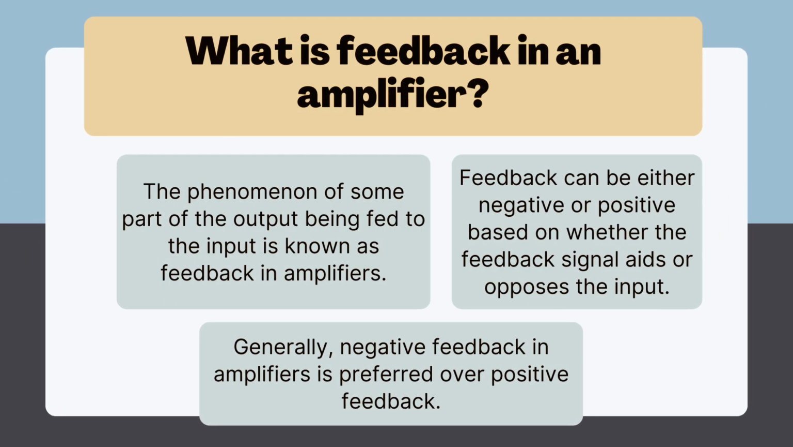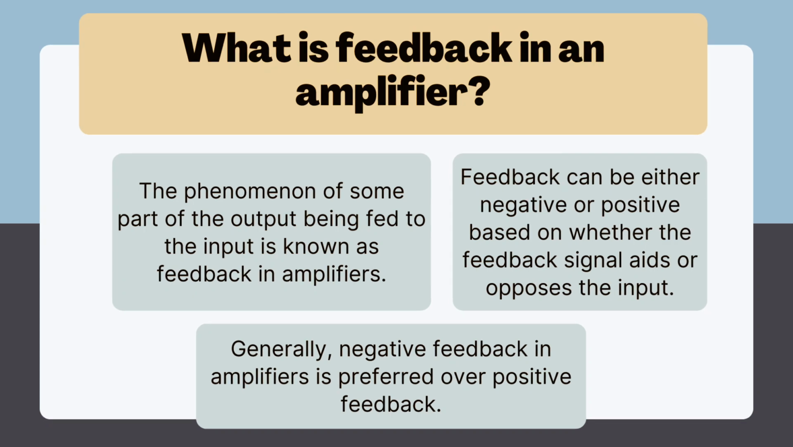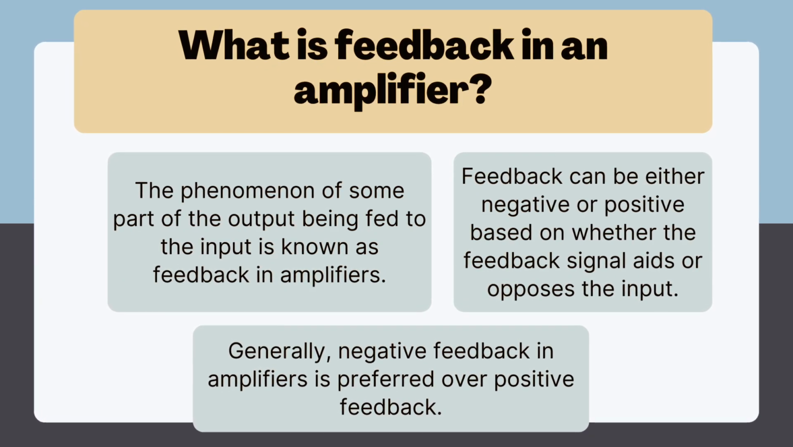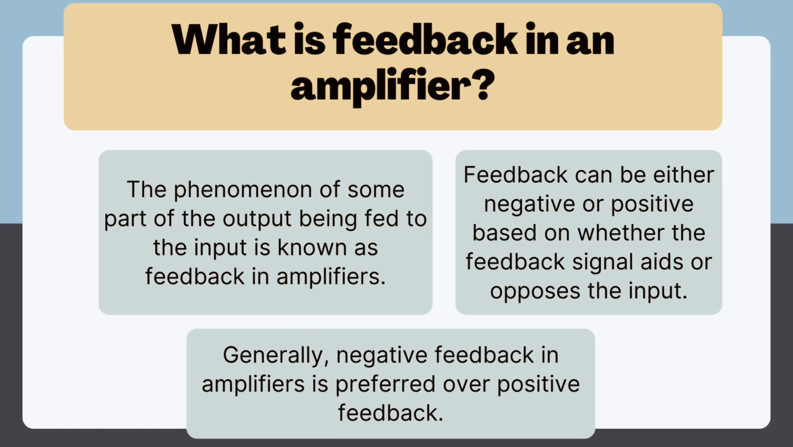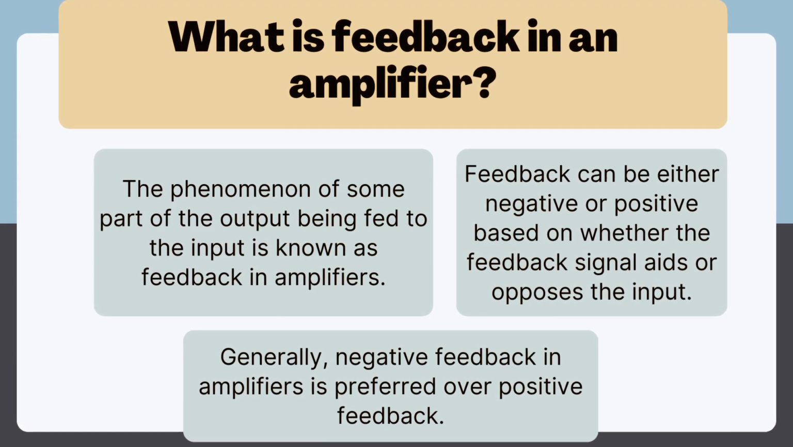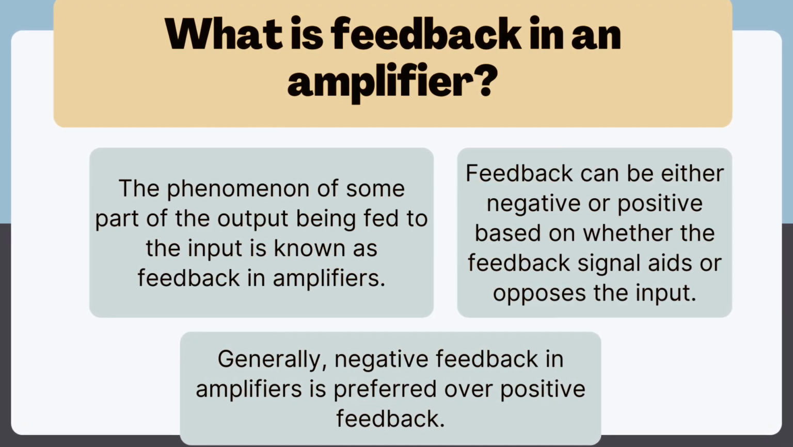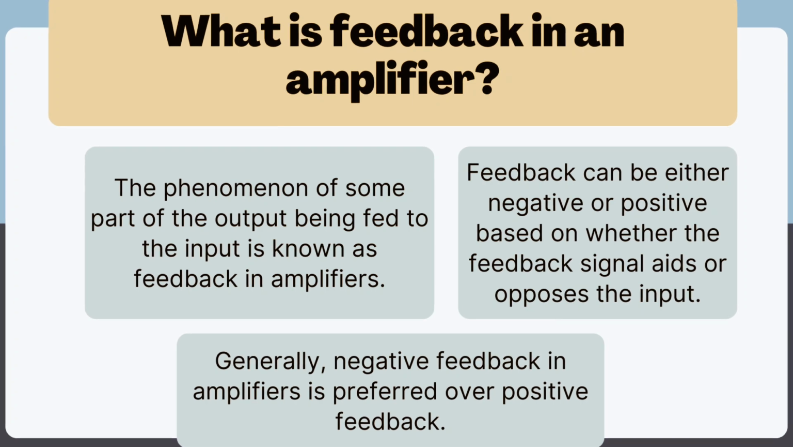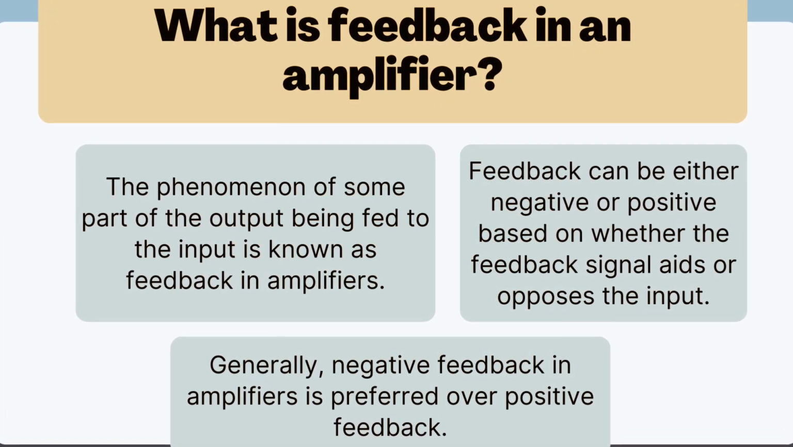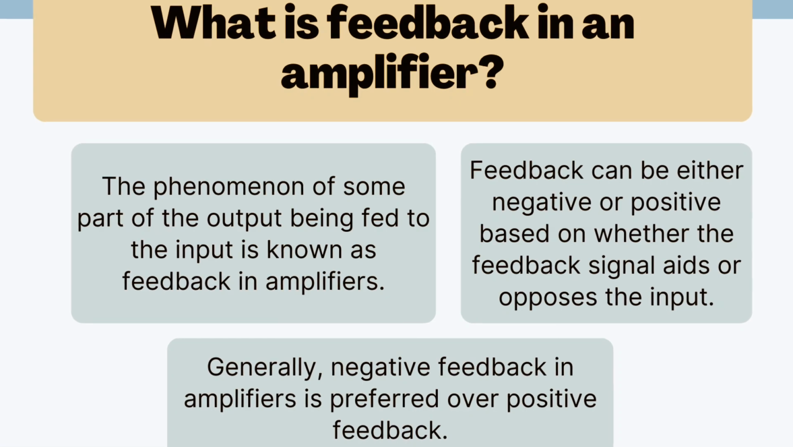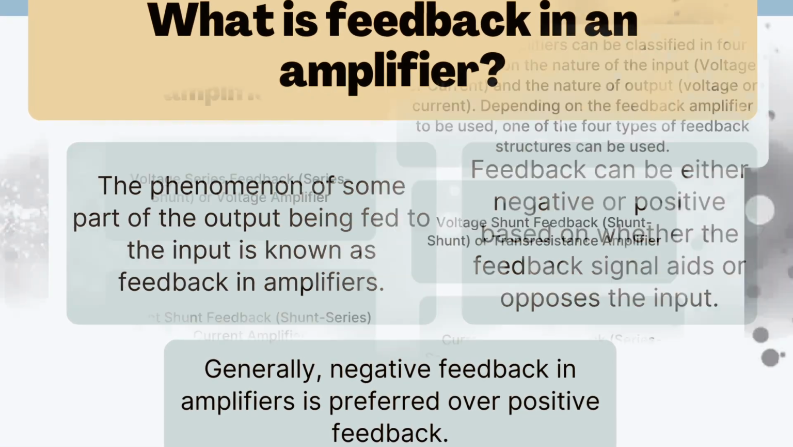What is feedback in an amplifier? The phenomenon of some part of the output being fed to the input is known as feedback in amplifiers. Feedback can be either negative or positive based on whether the feedback signal aids or opposes the input. Generally, negative feedback in amplifiers is preferred over positive feedback.